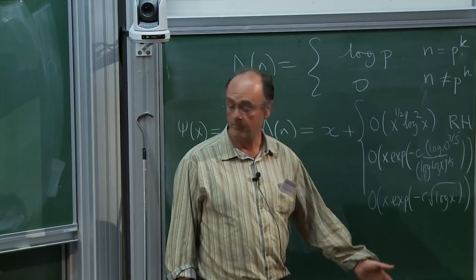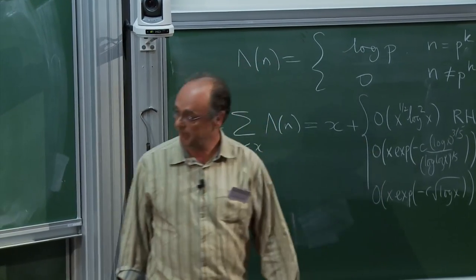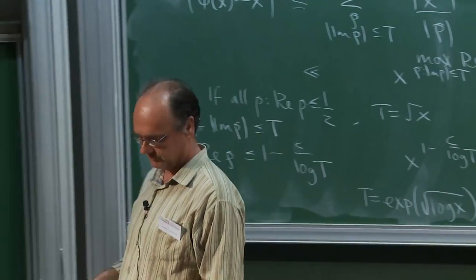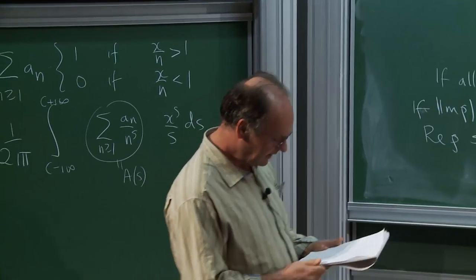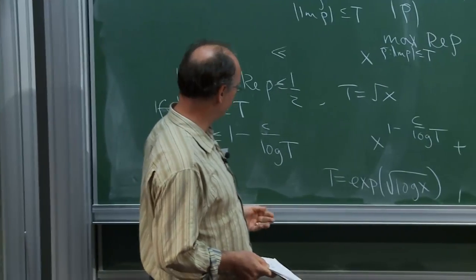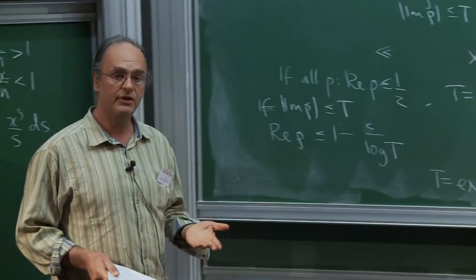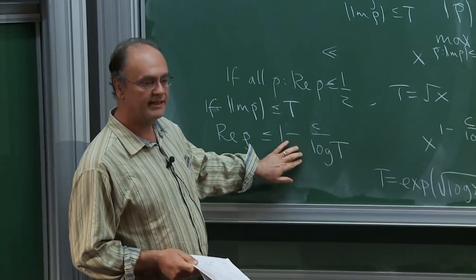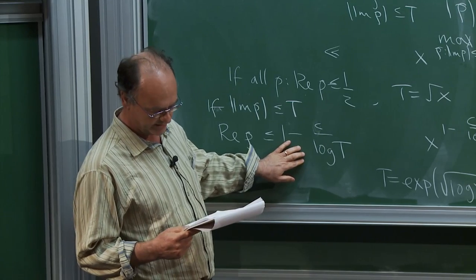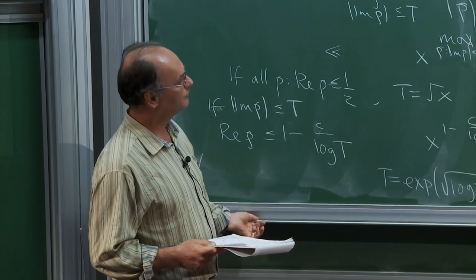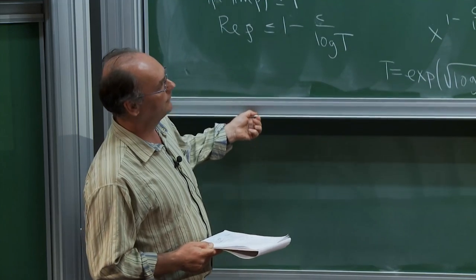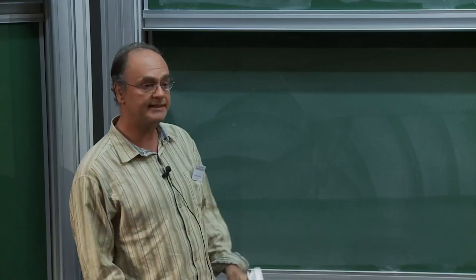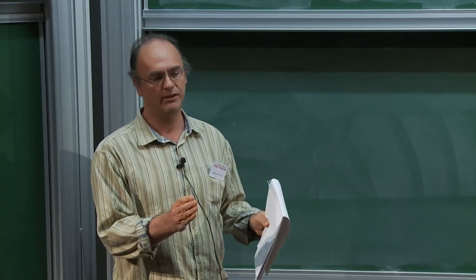And then this error term requires a better zero-free region, so going somewhat further than c over log t. Okay, so what matters to proving the prime number theorem is the zero-free region. And let's just talk a little bit about how one goes about this. So the first step, if you like, is to show that you can't get zeros on the one line.